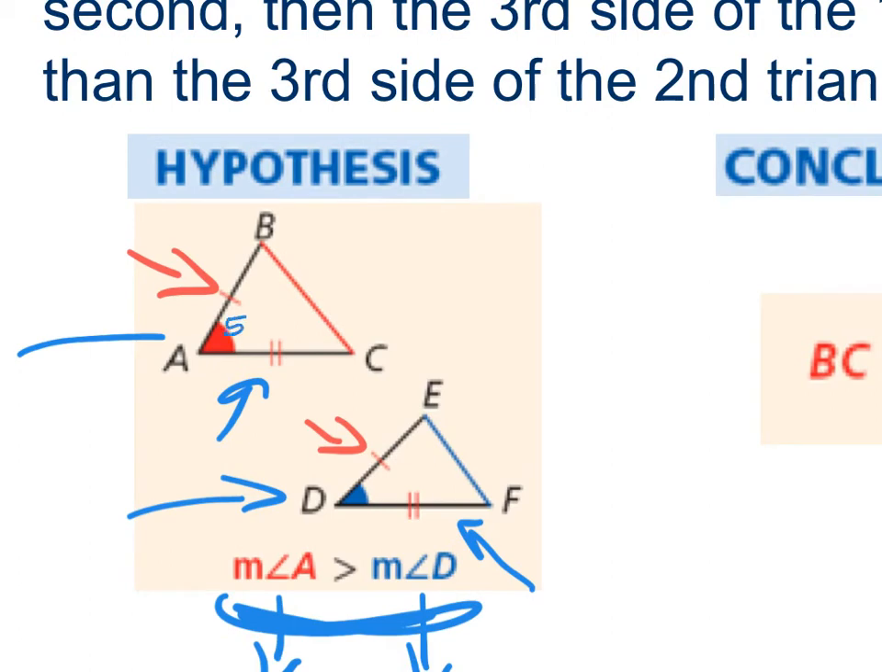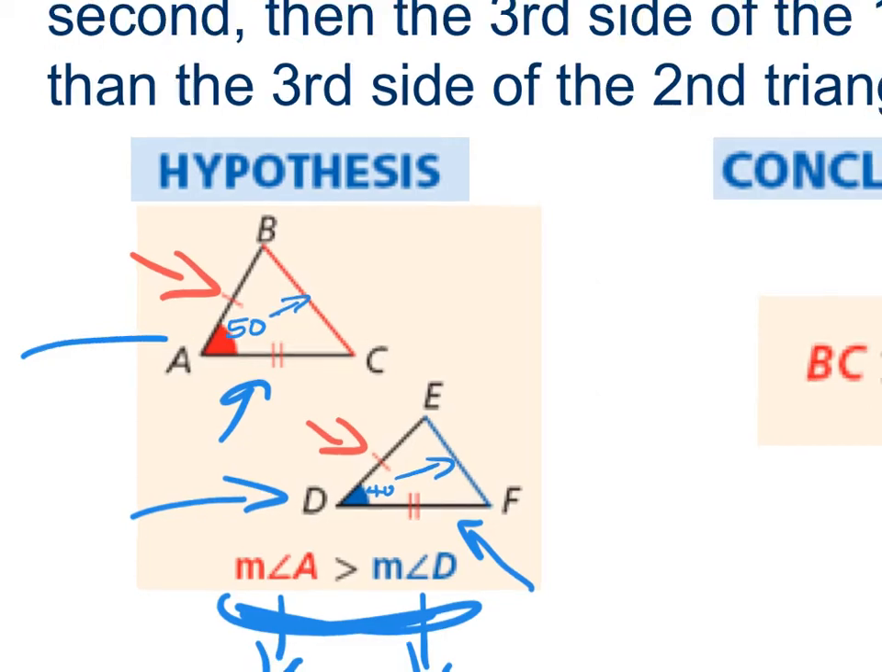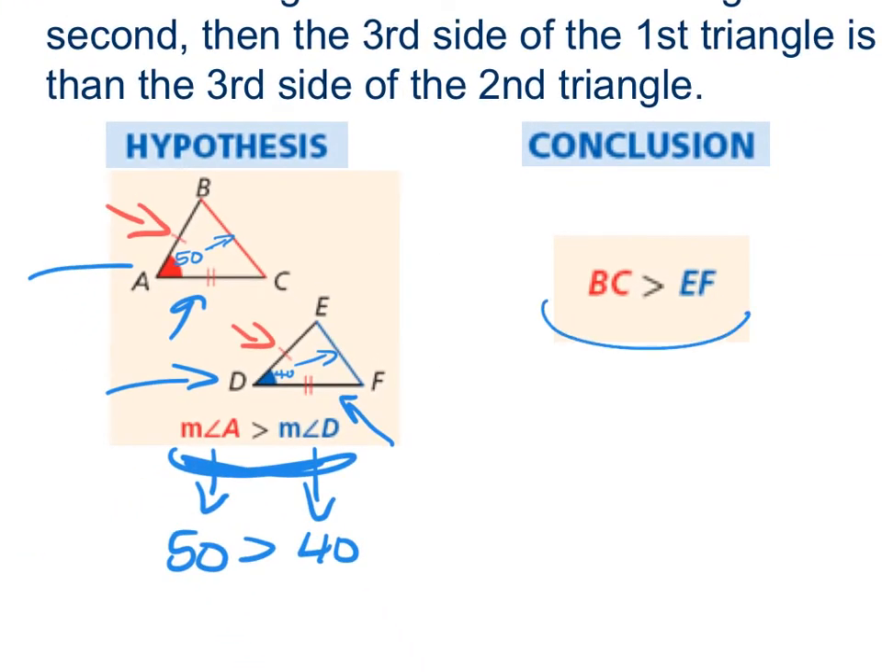So I could put 50 here, 40 here, and we saw yesterday that the longer side is always opposite the bigger angle. So notice here, instead of being within the same triangle, now we're comparing 2 triangles. So we can see that the 50 is the bigger angle. So this tells me that BC is going to be bigger than EF. So that's what they wrote here.